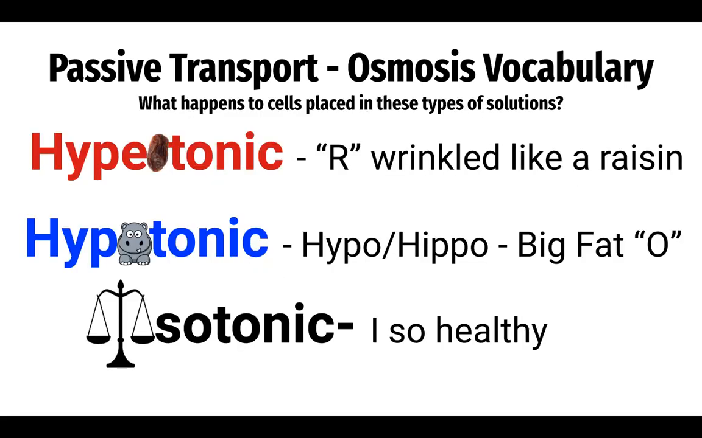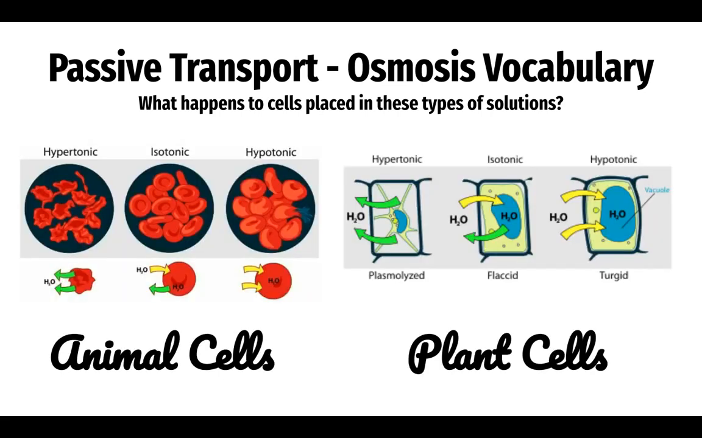This is how I like to remember this. Hypertonic, you're going to think R, wrinkled like a raisin. It's going to get smaller, right? If water is moving out, it's going to get smaller. Hippo, big fat O. If we are talking about hypotonic solutions, it's going to get larger, which means water is going into the cell. And in an isotonic solution, we have this very grammatically correct statement, I so healthy. Okay, this is where the cell wants to be. It's not changing size at all because water is moving in and out at the exact same rate.